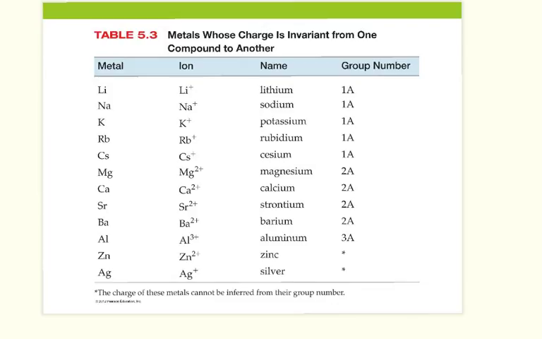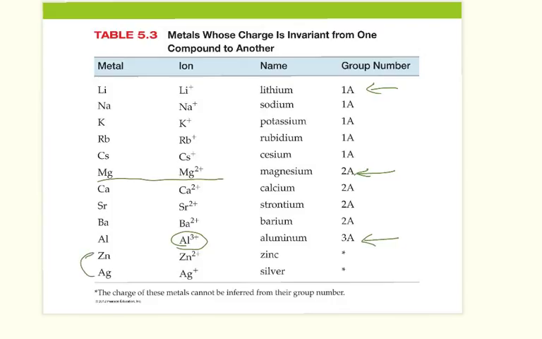Okay, so those are the metals whose charge is invariant from one compound to the other. So that means there's no other possibility, there's no ambiguity. Lithium will always have a positive 1 charge, and it's because it's in group 1A. Remember how we talked about we can predict the charge based on the position on the periodic table. So magnesium will always have a positive 2 charge because it's in group 2A. Aluminum will always have a positive 3 charge because it's in group 3A. Those are the ones that we can predict based on the position, and they are for sure always that charge.